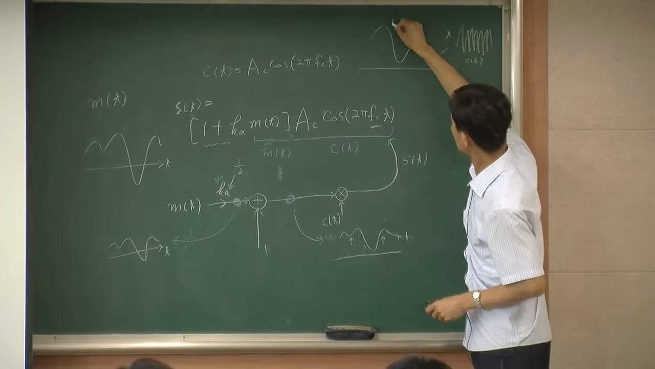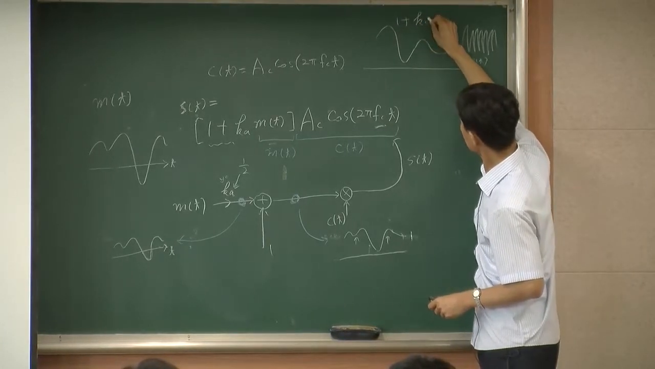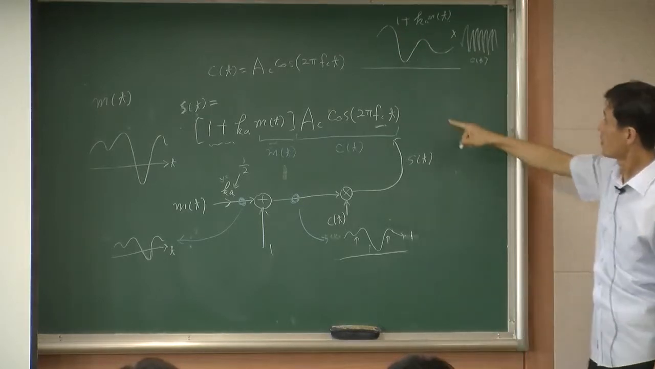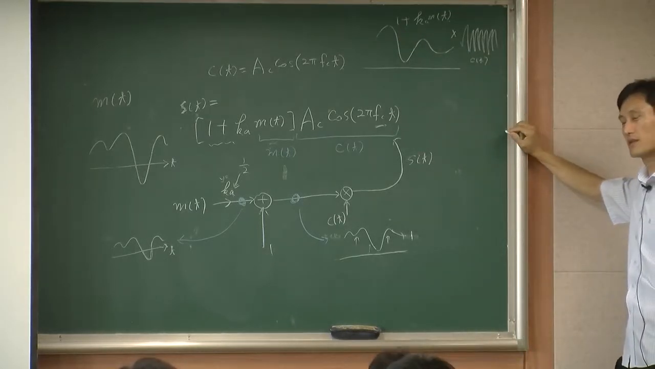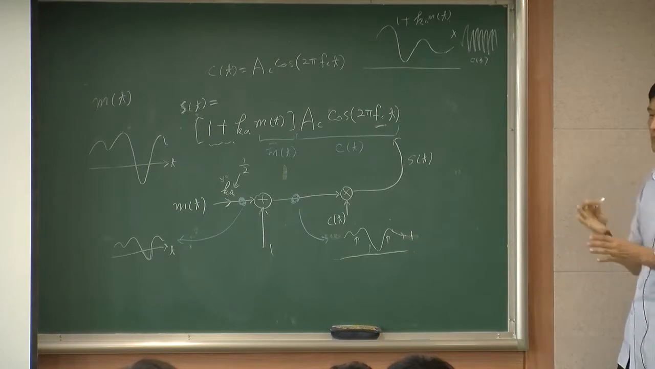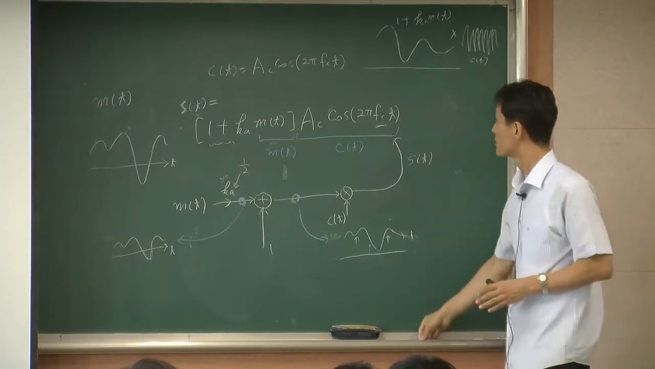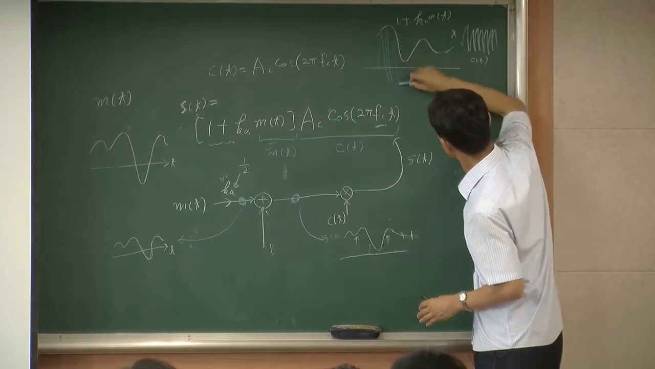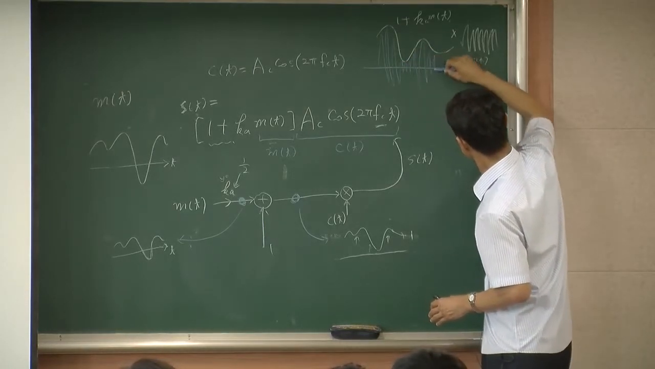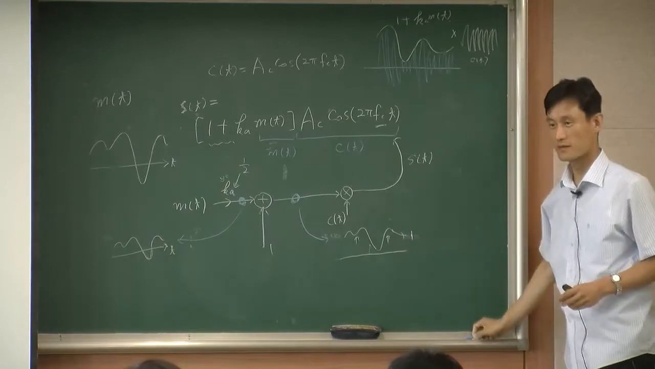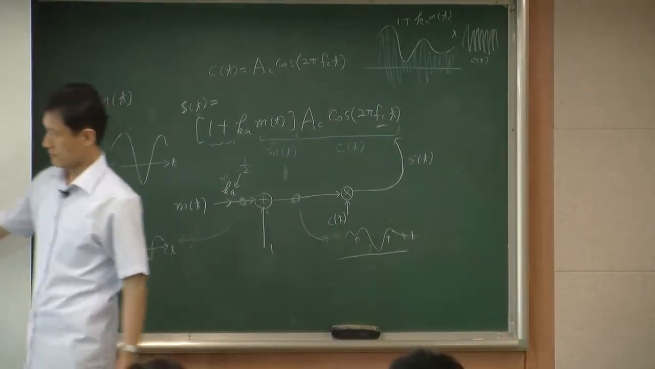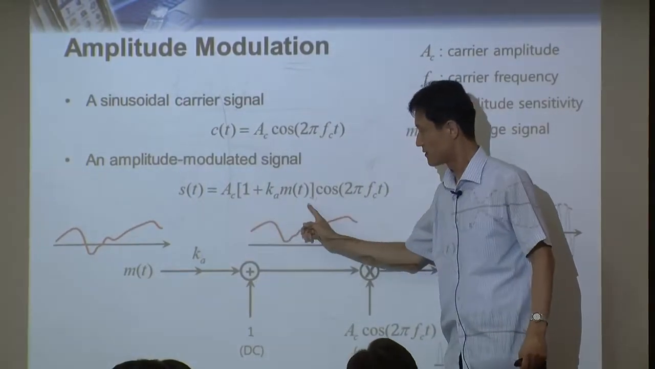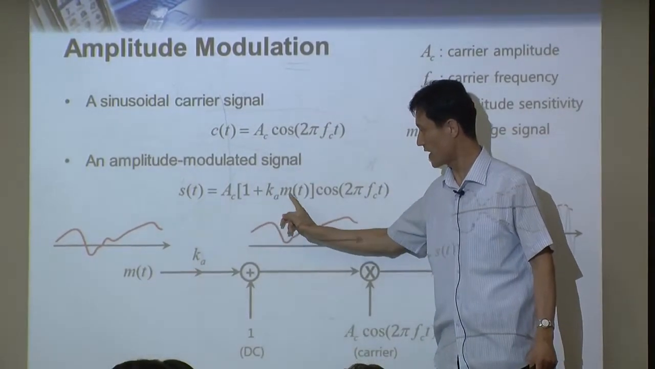This is 1 plus Ka m(t). So now you're multiplying this one with the c(t), then what happened? Just simple multiplication. You just put this one here. That's what happened. This one is this part. This picture is 1 plus Ka m(t).